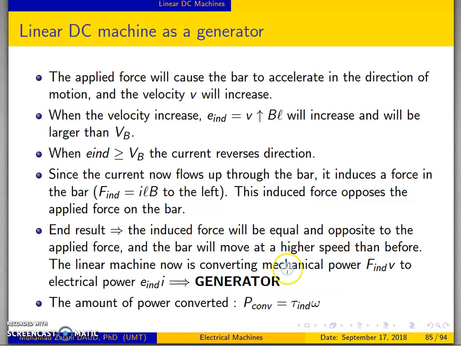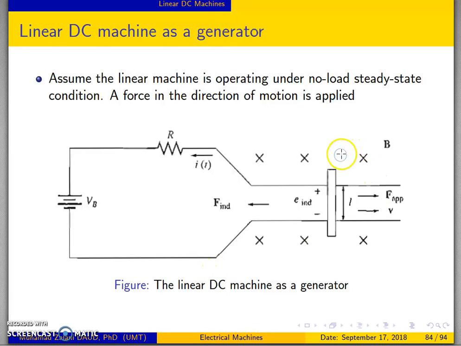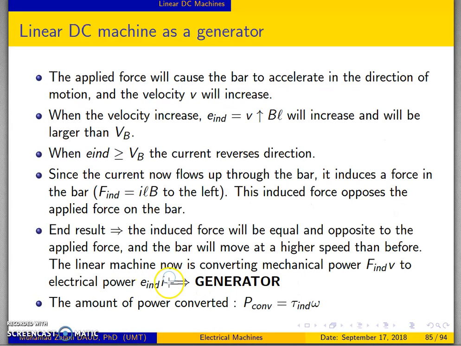The linear machine is now converting mechanical power to electrical power. That is the concept of a generator: we convert mechanical power to electrical power. The mechanical power we mean is this applied force. We add this mechanical power, causing the induced voltage to increase, and current will flow in the reverse direction. So this is the case of current flowing in the reverse direction. E_ind times I is the power generated because of this induced force.